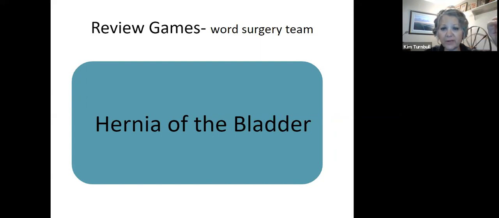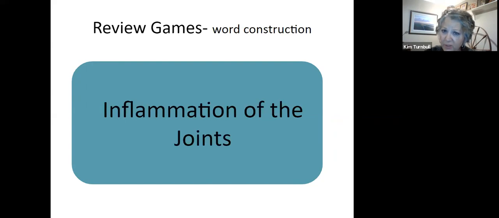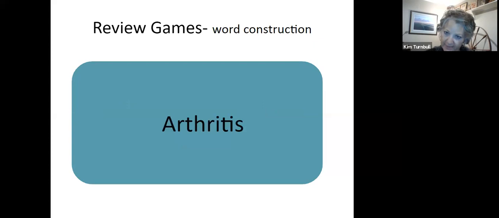We have word surgery, and then a little bit harder practice is the word construction. If we have this definition sitting right there, then they know inflammation is itis and joints is arthro. So if they put those two together, then they should get arthritis.